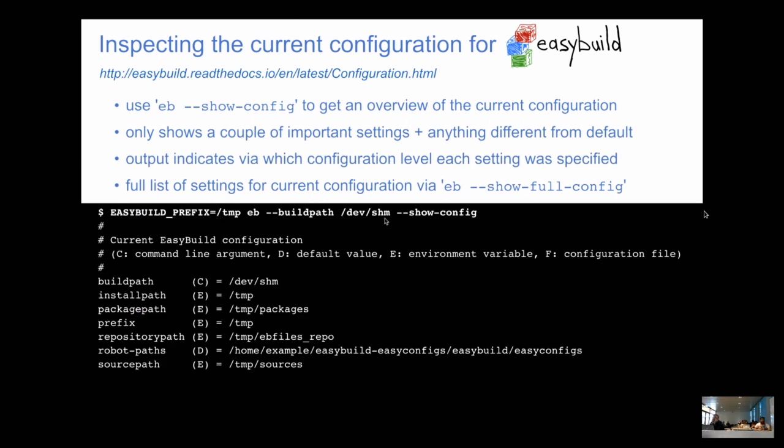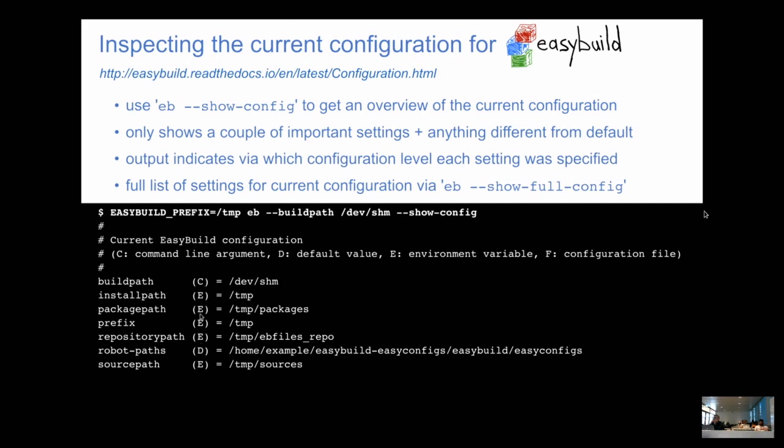We then specify a separate directory for the build path. So we use the diffs for this to get a fast build. And then we ask EasyBuild to dump the configuration. So we see that it's picking up the diffs here, and it's telling us this was specified on the command line. So the C is for command line.